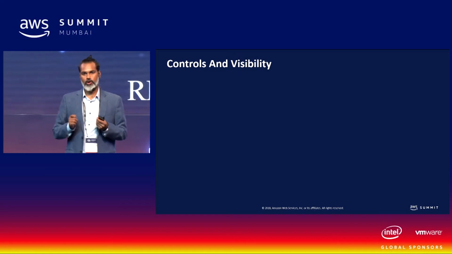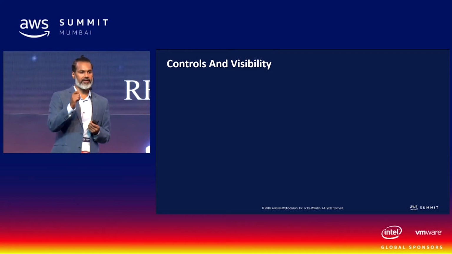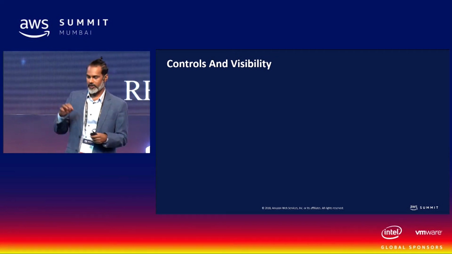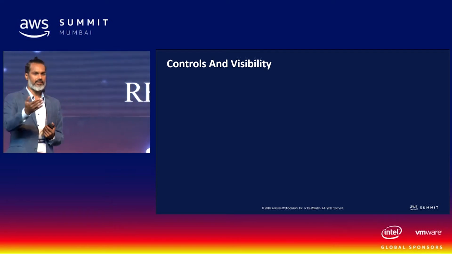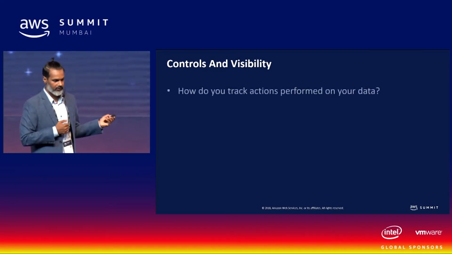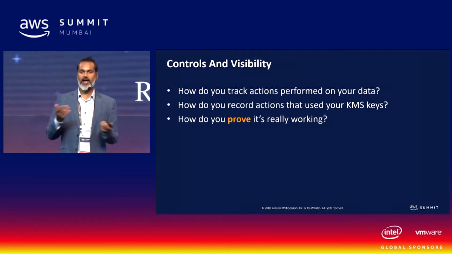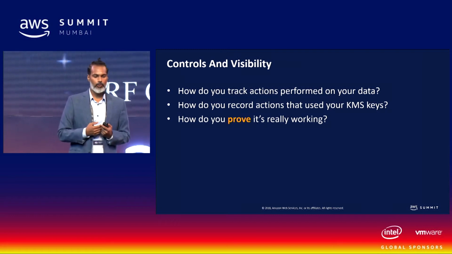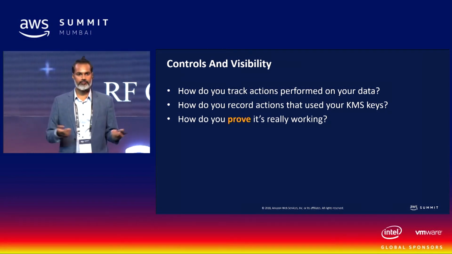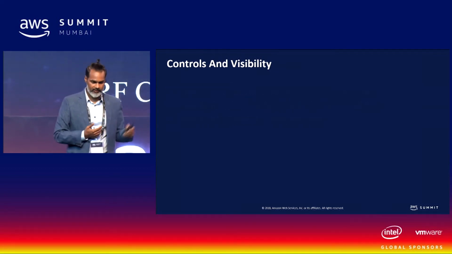Now it's also very important how we have auditability. How do we have visibility? How do we have control? Whatever we talked about, is it really working, and how can I see it in action? How do I track what's happening? How do I track actions? How do we record what has happened? How do we know that it's really working? So we need some kind of control and visibility for that.